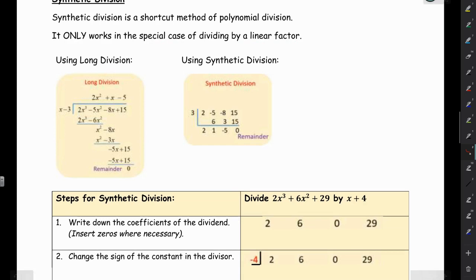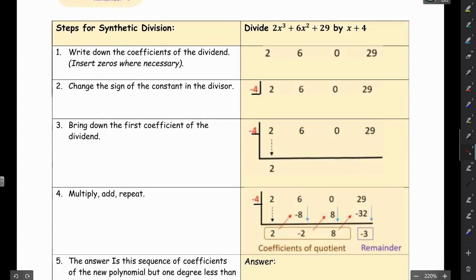Let me demonstrate in an example how we do synthetic division, and I'll demonstrate it over and over in this lesson, but these are the steps. The first thing that you do is write down the coefficients of the dividend. So 2, 6, and 29. You're going to leave placeholders where you're missing a term. Notice this goes from x cubed to x squared, and the x to the first term is missing. You're going to put a 0 in as a placeholder.